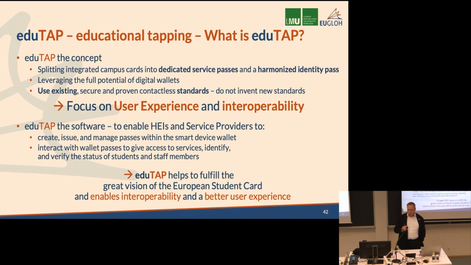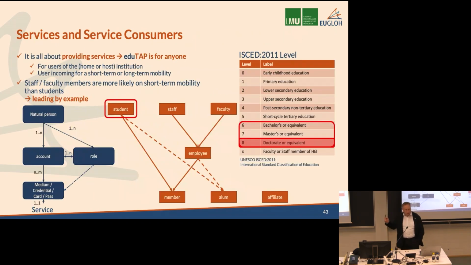So eduTAP is a different program, but it helps to fulfill the great vision of the European Student Card by enabling interoperability and a better user experience. And in the end, it's for all the people in the universities. Because whether it's a student, a staff member, or a faculty member, we don't even need to discuss if it's a doctorate, a master, or a bachelor student anymore, because then the service provider can decide if they are eligible for it. And we also know one thing: if our 65 theological professors can use the service, then our students definitely can.